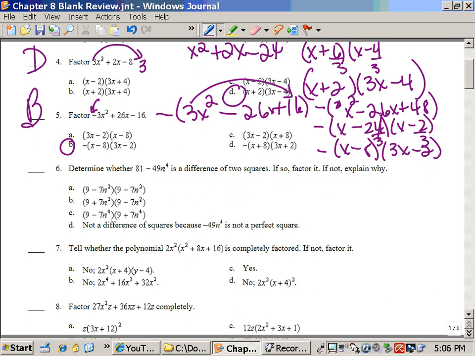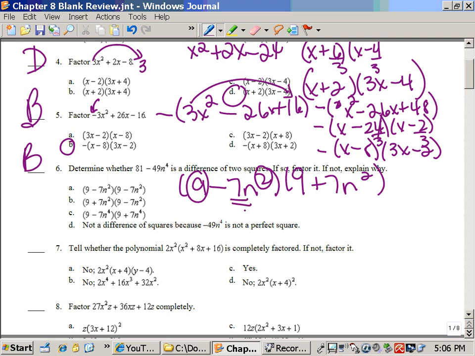Number 6, is this the difference of two squares? I'm going to say yes, it is the difference of two squares. The answer is B. That gives me 9 minus 7n squared and 9 plus 7n squared. Now I have an n squared here and I have a perfect square. Because 7 is a perfect square, I'm going to be finished with that problem.